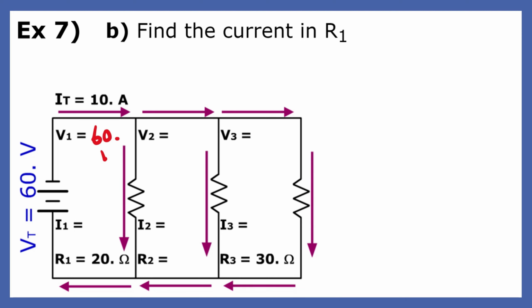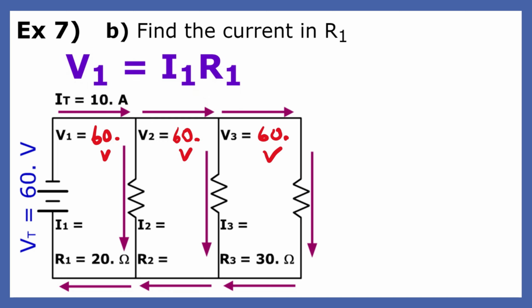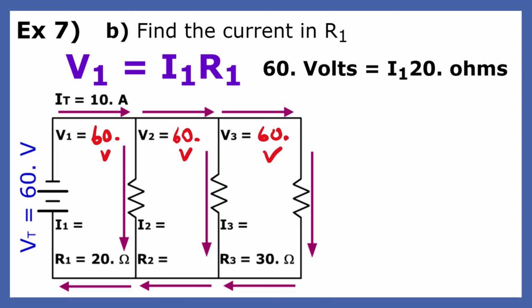Now we are asked to find the current in the first resistor, given that the source voltage is 60 volts. This makes the first voltage drop, V1, 60 volts too. Using Ohm's law and the value of the first resistor, we get a current of 3 amps.